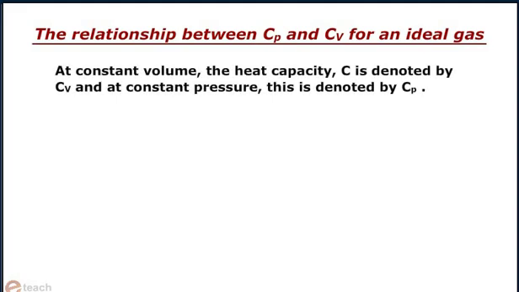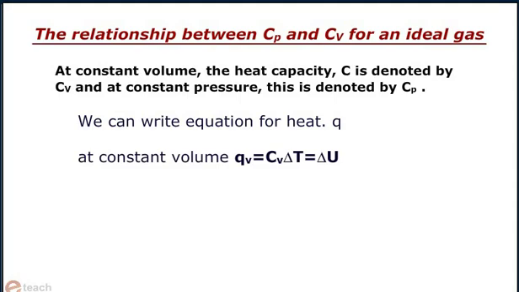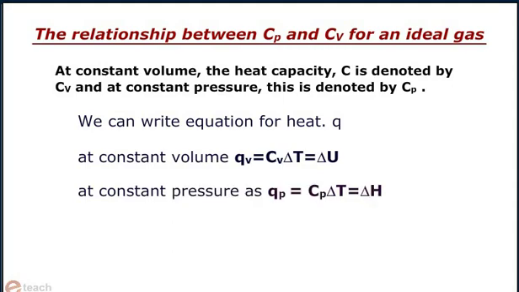At constant volume, the heat capacity C is denoted by Cv, and at constant pressure, this is denoted by Cp. We can write the equation for heat Q at constant volume as Qv equals Cv delta T equals delta U, and at constant pressure as Qp equals Cp delta T equals delta H.